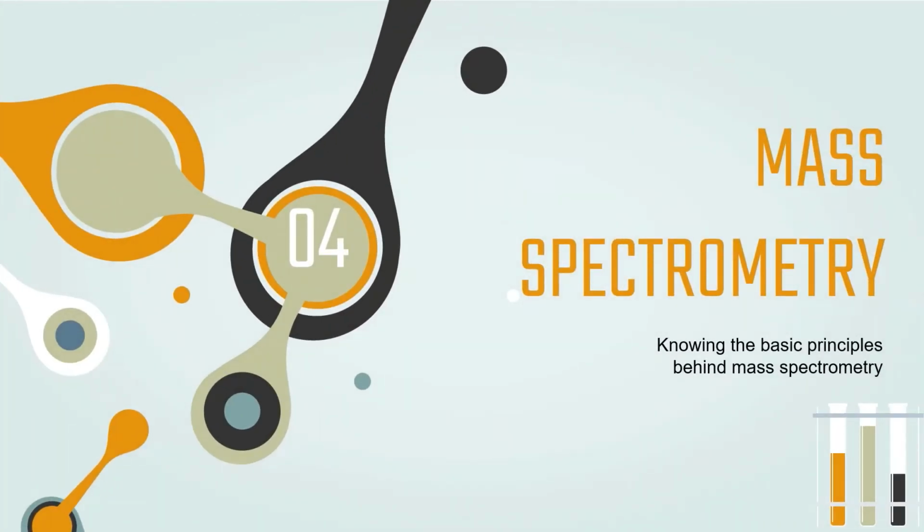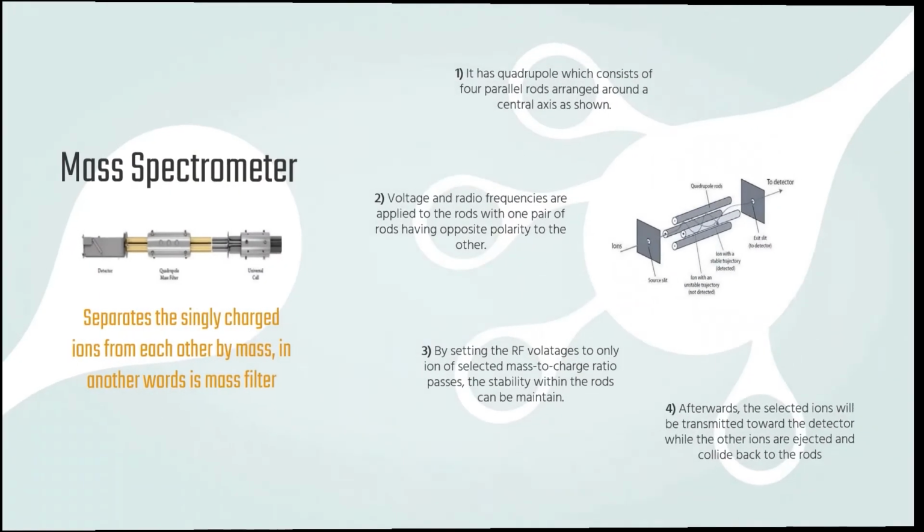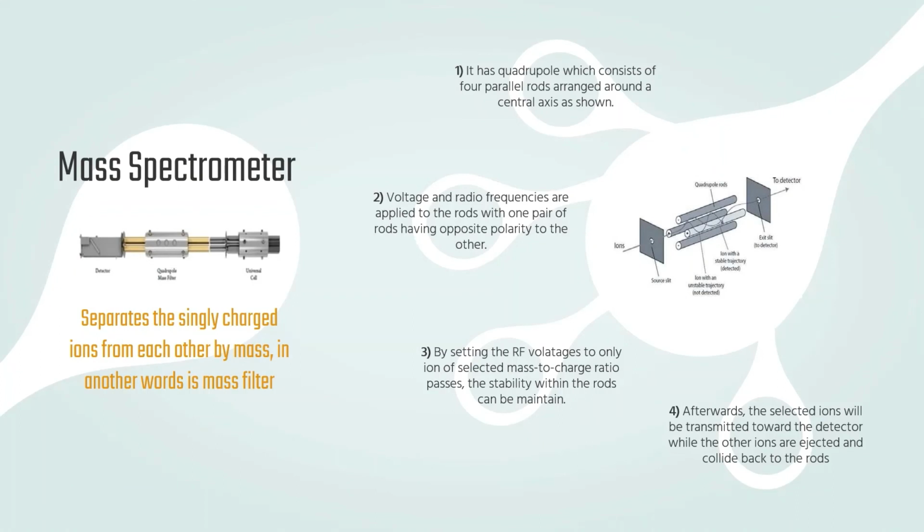Hello everyone, my name is Akmal and now I'm going to explain to you about mass spectrometry. You need to know the basic principles behind mass spectrometry. What we have here is the mass spectrometer. It separates the singly charged ions from each other by mass. In other words, it is a mass filter.